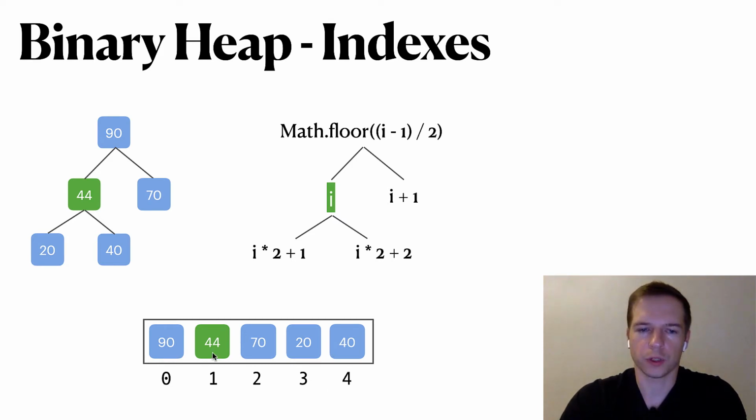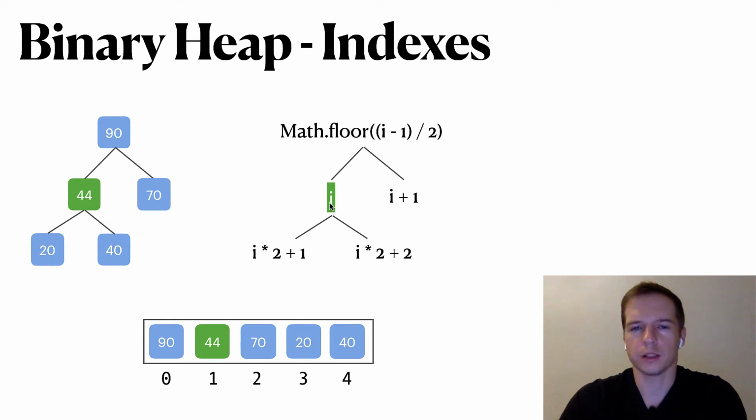For example, for 44, if we want to find the index of its right child, we take 1, we multiply it by 2 as written in the formula, and it becomes 2, and we add 2. So the item to the right will have index 4 and it will be 40, as you may see in the tree.